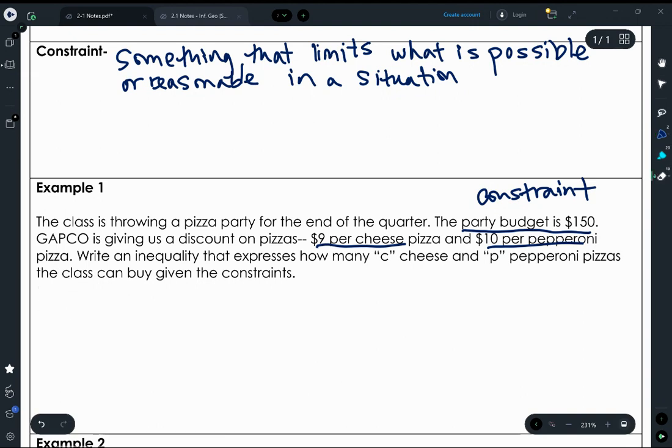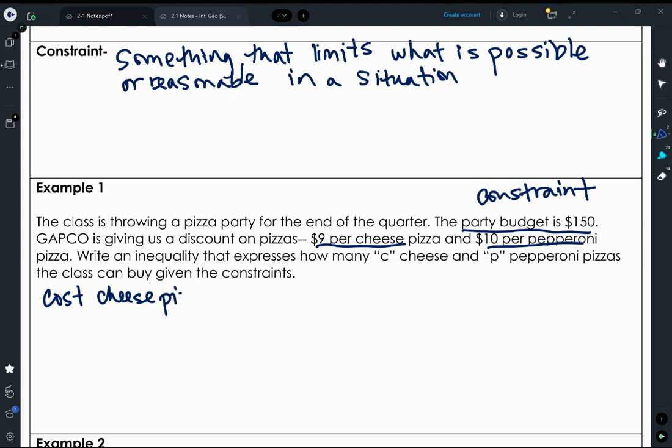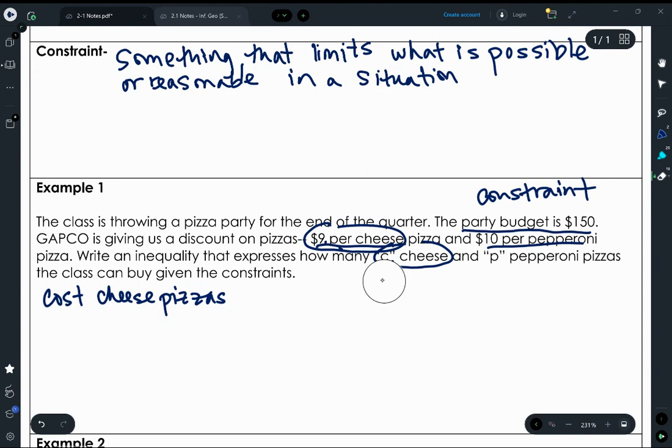So if I'm thinking about my cost for cheese pizzas, I'm going to have to multiply how much per pizza times how many I'm buying. So if I buy one pizza, I would do 9 times 1. If I buy 2 pizzas, I would do 9 times 2. So I'm going to multiply the amount of money per pizza times how many I have, which is C. So my cost for cheese pizzas is going to be 9C.